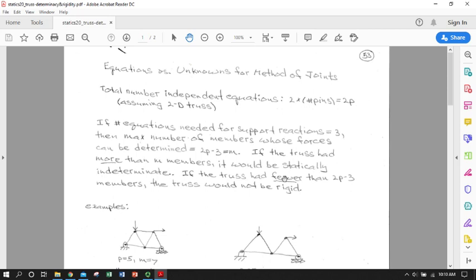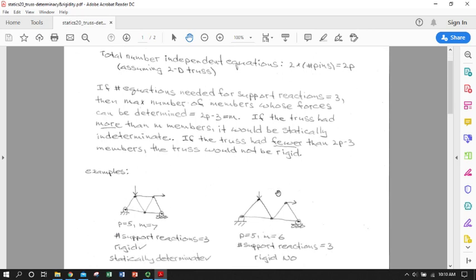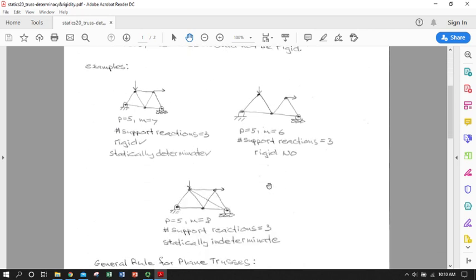If the truss has fewer members than 2p minus 3, so we've got too many equations and not enough unknowns, the truss might not be rigid, and that's just another way of saying that all parts of it will not be in static equilibrium, and that's bad if we want it to stand up. So let's see if we can spot these in some examples. This looks an awful lot like something we've done before. So let's apply that relationship to this truss.